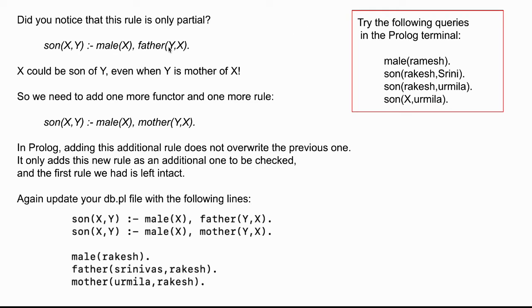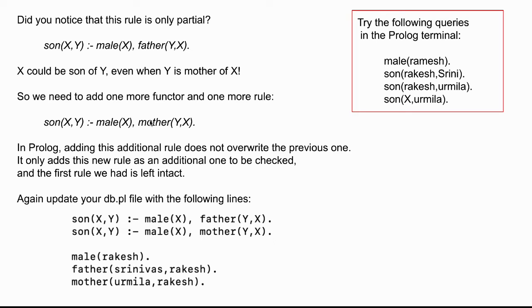So now, I hope you have got that right and you have been able to successfully do that small exercise. Did you notice that this rule was only partial? Because x can be son of y even when y is mother of x. y doesn't have to be father of x. So we need one more functor and one more rule.